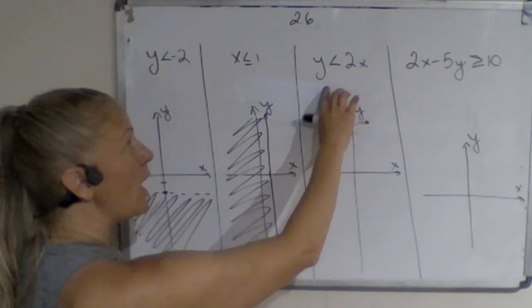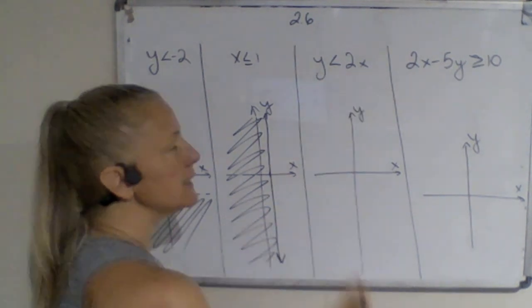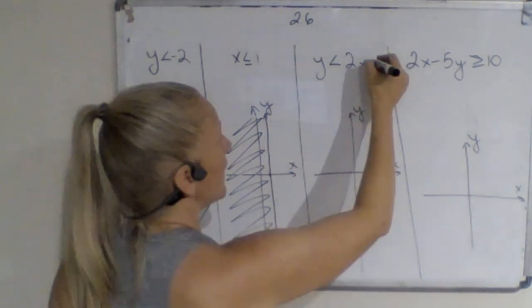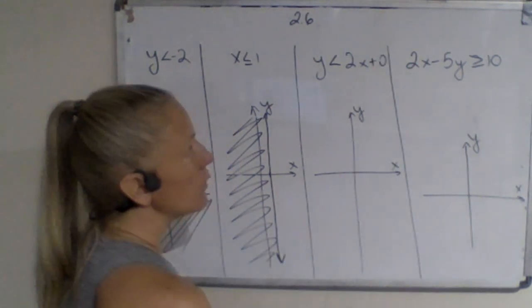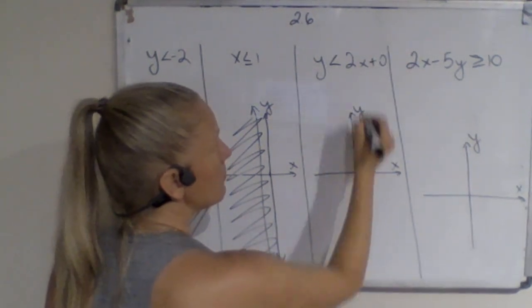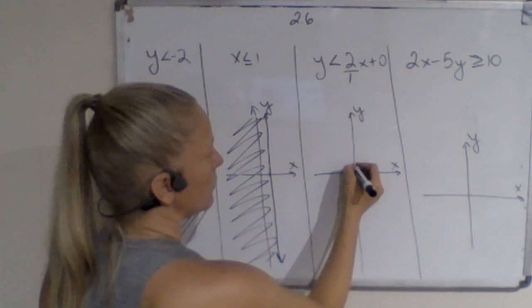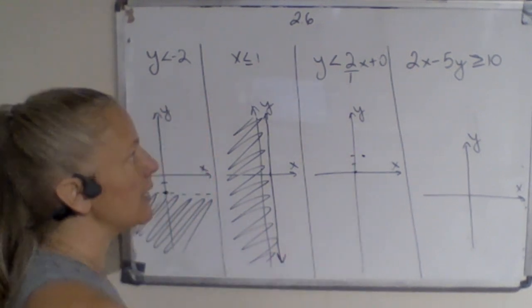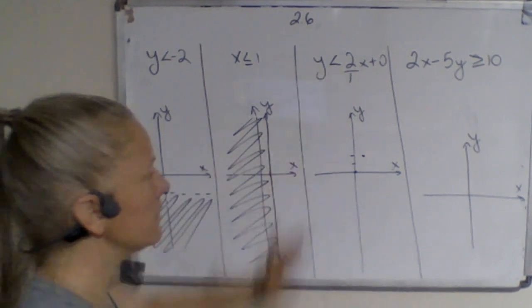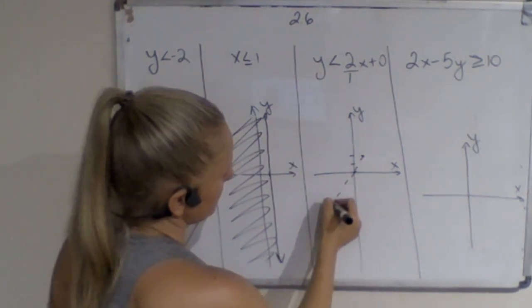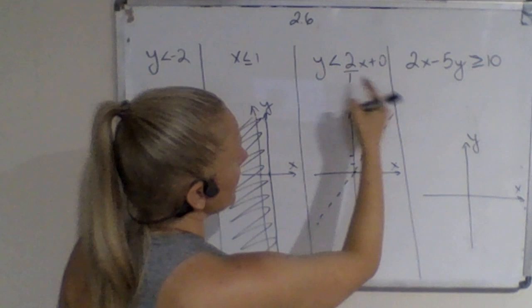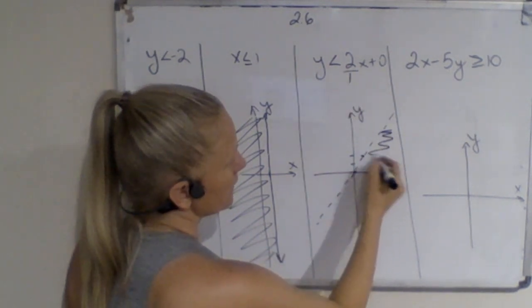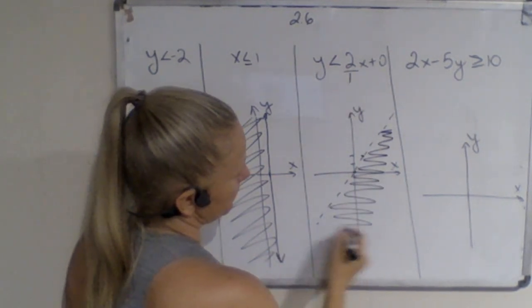Let's move on to y is less than 2x. This is a y equals mx plus b line. I can put a 0 there and go, okay, 0 is my y-intercept. My slope is 2 over 1. 1, 2, 1. I have the 2 points. I can draw my line. This is less than, so it's a dotted line. And again, less than, we shade underneath the line.